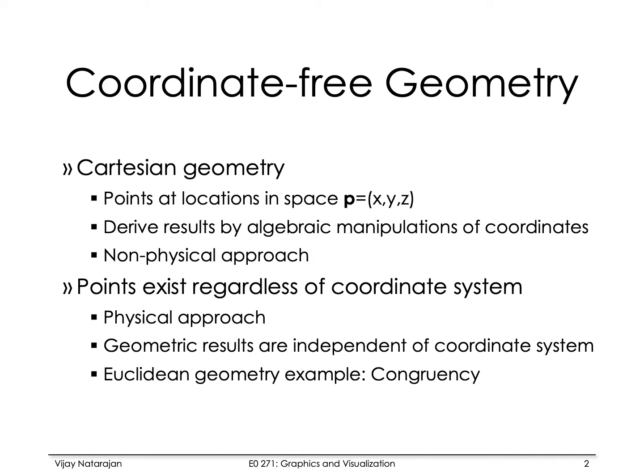A very simple example is, for example, in Euclidean geometry, we talk about congruency between triangles or lines. This property does not require coordinates. When you talk about congruent triangles, you talk only about, for example, the internal angles or the lengths of the different sides and so on. Right? So this is the approach that we are going to take in order to introduce our geometric primitives. And we'll see that there are various benefits of this approach.